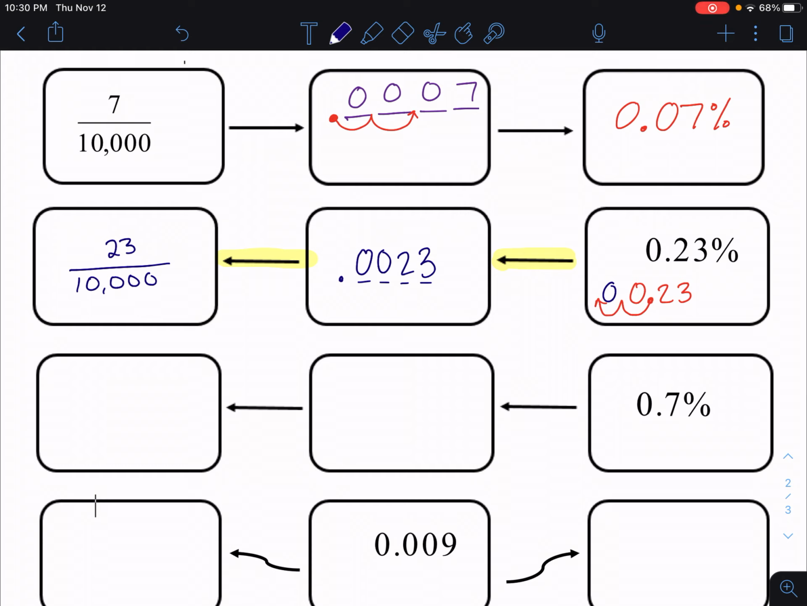In the next one, I've got 0.7. So I'm going to start with 0.7. I'm going to take my decimal and I'm going to move it 2 places to the left. And again, I'm going to add that placeholder 0. So this is going to be 0.007. I'm going to count my place values. So 1, 2, 3 is going to be over 1,000. And I'm going to have 7 over 1,000. 7 over 1,000 is in simplest form as well. I can't do anything because they have nothing in common.